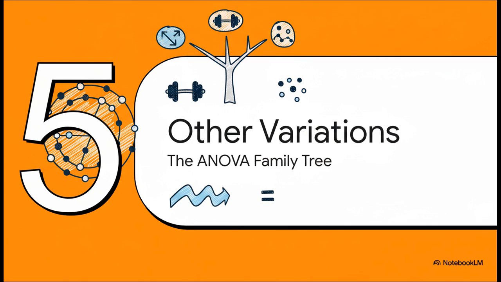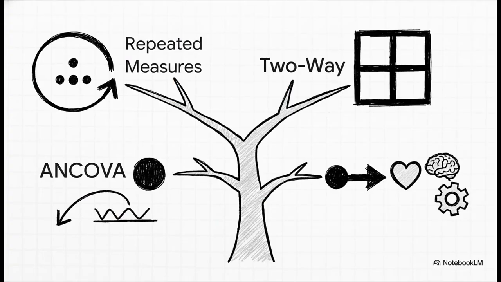Finally, it's really important to know that the basic ANOVA we've been talking about, what's called a one-way ANOVA, is just the beginning. It's really the foundation of a whole family of super useful statistical tests. For example, there's a repeated measures ANOVA, which you'd use if you test the same group of people multiple times, or a two-way ANOVA, which lets you test two independent variables at the same time, like, say, therapy type and gender. An ANCOVA lets you control for some other variable that might be messing with your results. And a MANOVA, you use that when you have more than one dependent variable. It's an incredibly powerful and flexible toolkit.